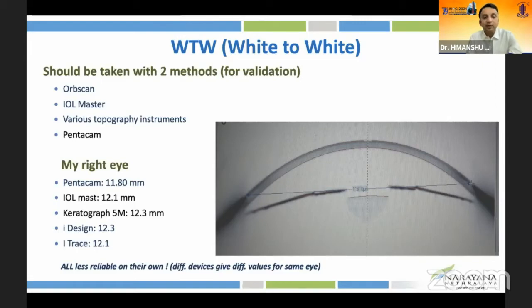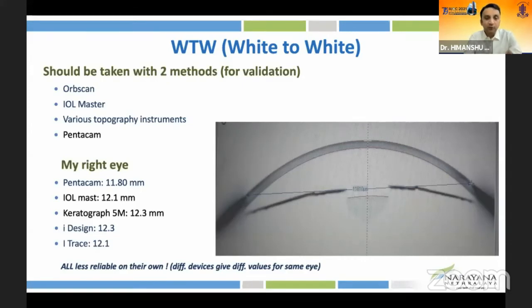However, please remember, different instruments can have significant variability in an individual. Now, this is my own right eye, and you can see Pentacam, IOL Master, keratograph, eye design, everything has a different white to white measurement. So which one is right? Well, the ideal thing is you should go with two methods.